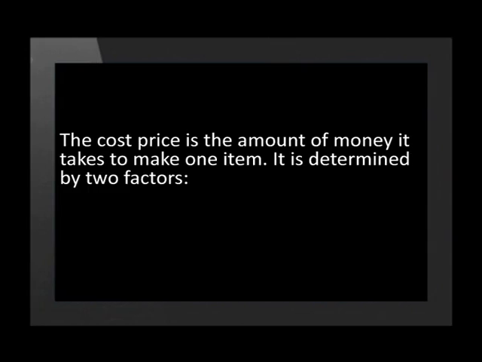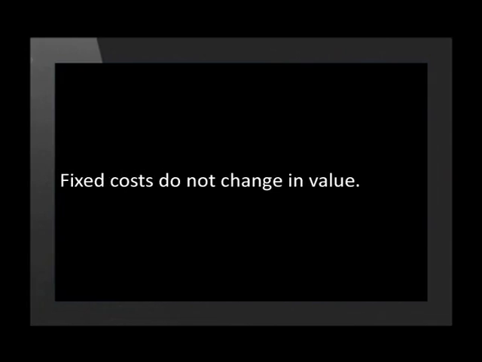The cost price is the amount of money it takes to make one item. It is determined by two factors: fixed cost and variable costs. Fixed costs do not change in value. An example of this would be rent paid for a property. Every month they will need to be paid, regardless of the amount of business done. Variable costs can change. Usually, the more business that is done, the higher these variable costs will be.